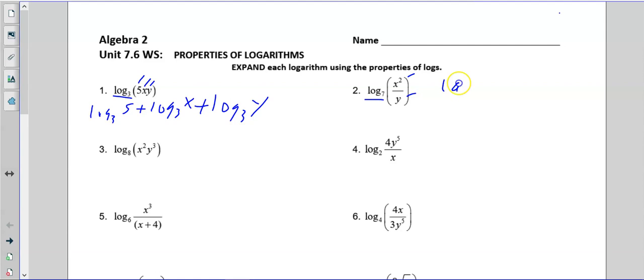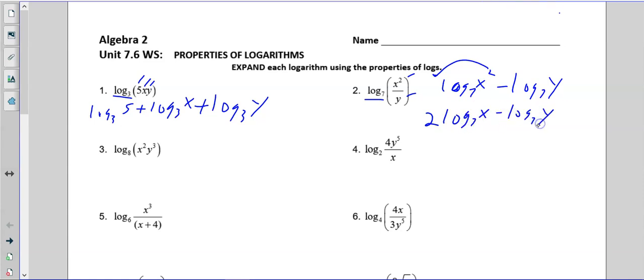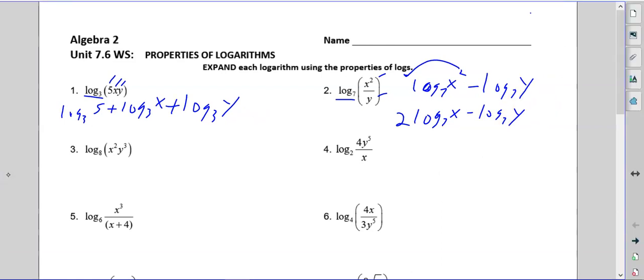So log 7 of x squared, that's going to move here, next step, minus log 7 of y. Now, if you feel comfortable with it and you can just move right to here, 2 log 7 of x minus log 7 of y, that's fine. It's up to you, whatever you're most comfortable with.